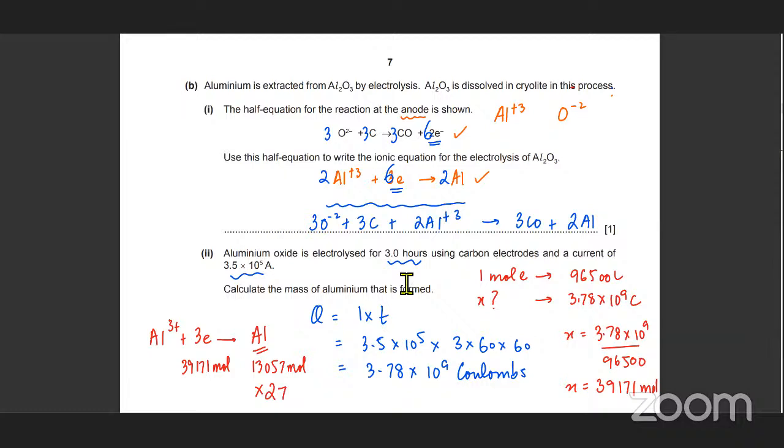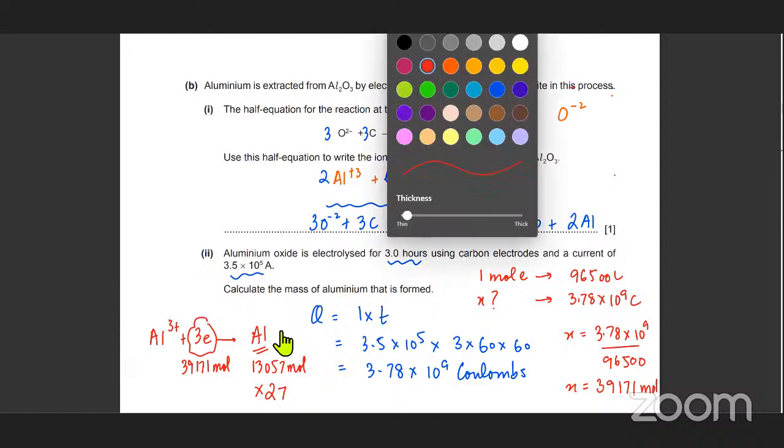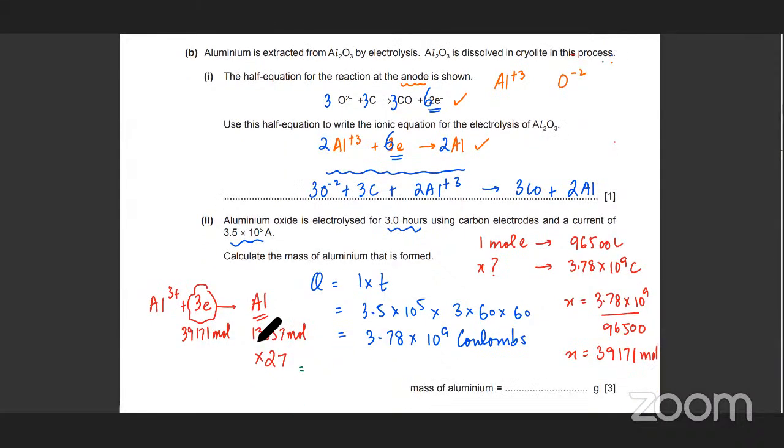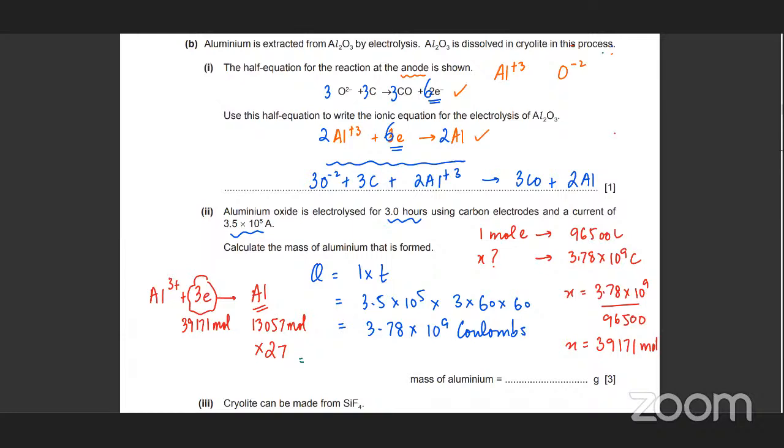Why are you taking 1/3 for aluminium moles? Because we just found the moles of electrons, right? Right. So 3 electrons, okay. Then multiply by 27, the Ar, and you'll get the mass. That would be the mass of aluminium. Sir, it's 3.53 into 10 to the power 5.